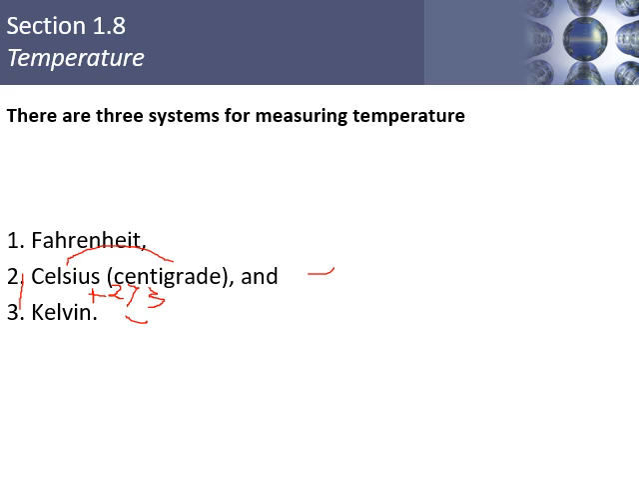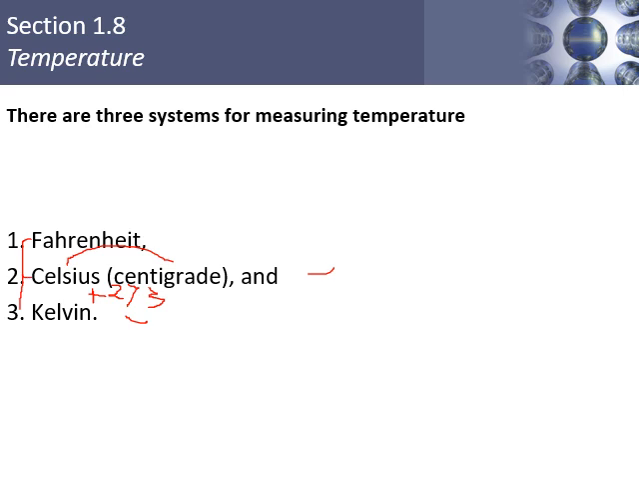So going back and forth here, if you want to go from Kelvin to Celsius, you just subtract 273. So 298 Kelvin would be 25 Celsius. To go from Fahrenheit to Celsius or back, it's a little more complicated, but it's not hard.